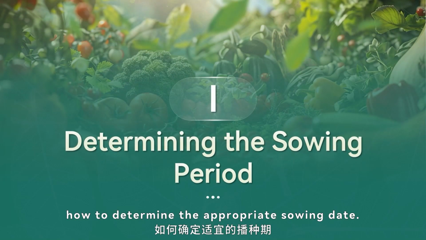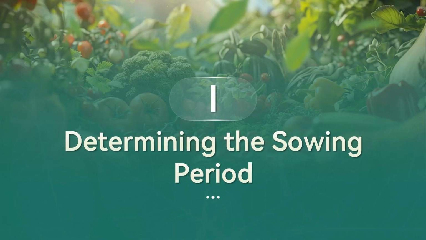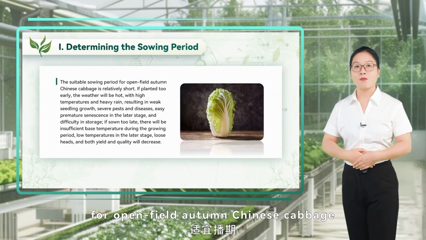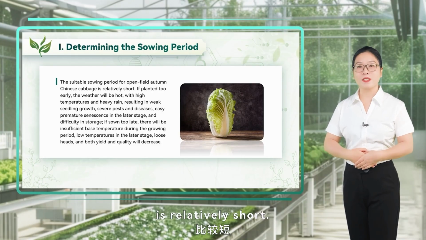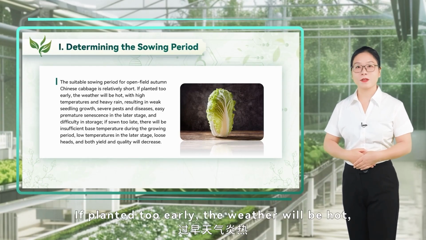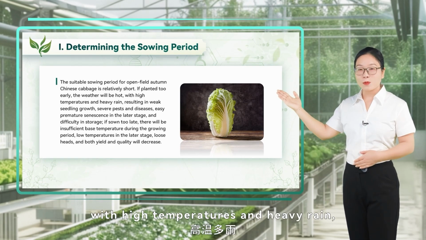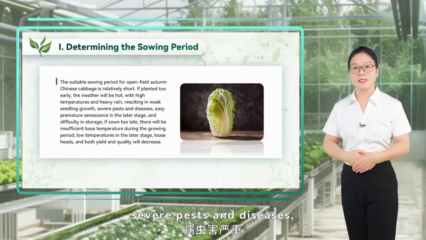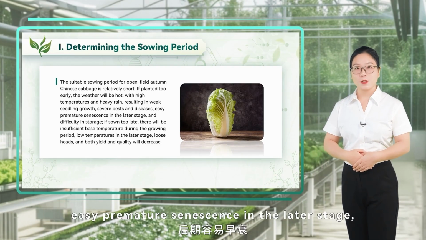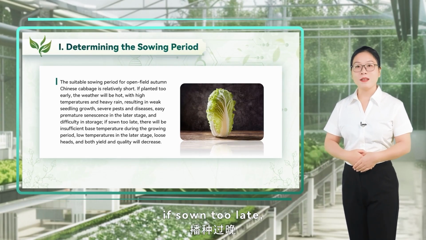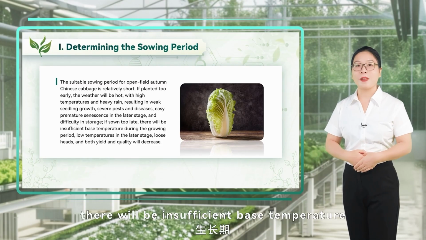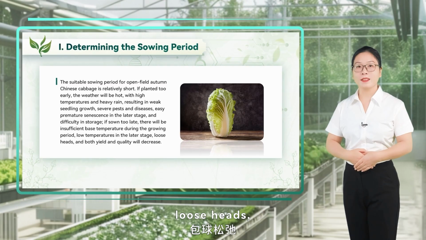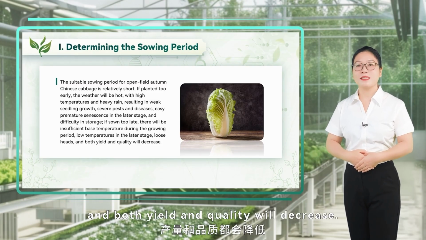First, let's learn how to determine the appropriate sowing date. The suitable sowing period for open-field autumn Chinese cabbage is relatively short. If planted too early, the weather will be hot, with high temperatures and heavy rain, resulting in weak seedling growth, severe pests and diseases, easy premature senescence in the later stage, and difficulty in storage. If sown too late, there will be insufficient base temperature during the growing period, low temperatures in the later stage, loose heads, and both yield and quality will decrease.